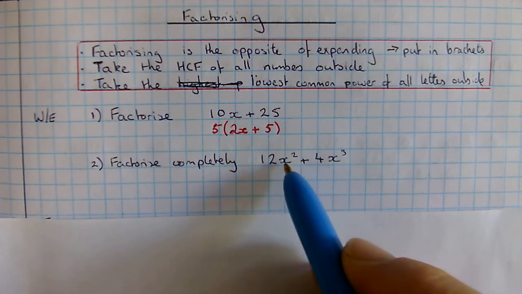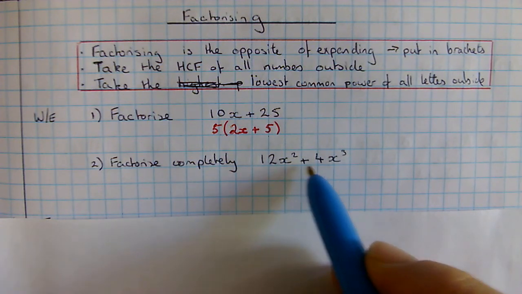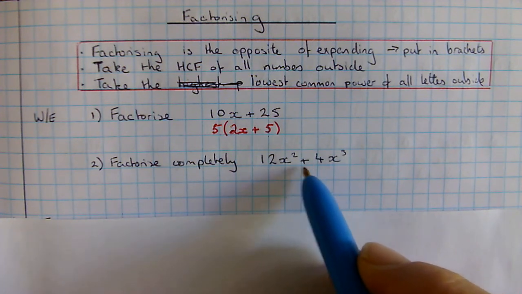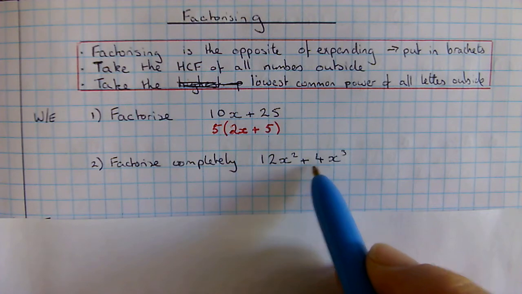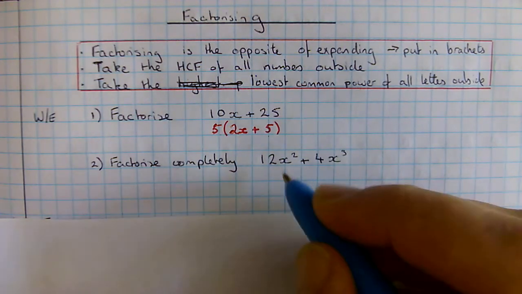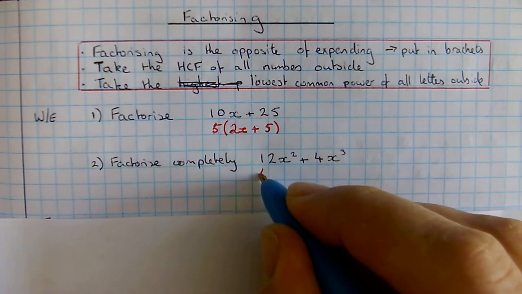So we're going to start by looking at what goes into both of those numbers. What are both of them divisible by? Well, they're both divisible by 2, they're even, but actually better than that, they're both divisible by 4. They're both in the 4 times table. So I know I can take 4 out of my bracket.